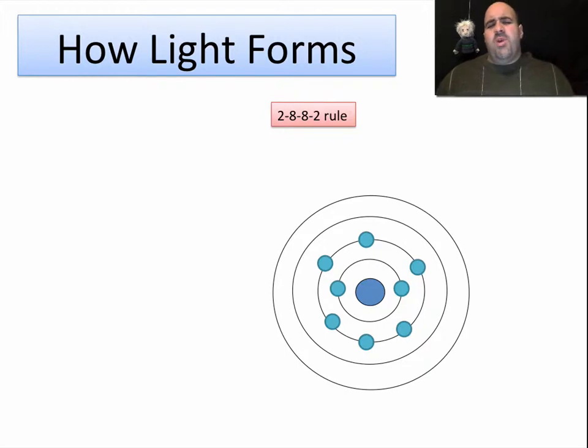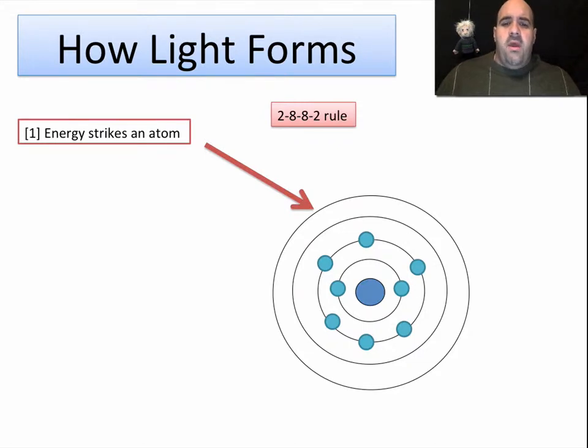So how does light form? We're going to look at one way in which light forms. And remember our 2-8-8-2 rule. Over here, we have an atom. This is the nucleus, protons and neutrons going in. And we have electrons and energy levels around the atom. Electrons don't orbit like planets, but we like to draw energy levels in terms of rings. This is energy level 1, energy level 2, 3, 4, and so on.